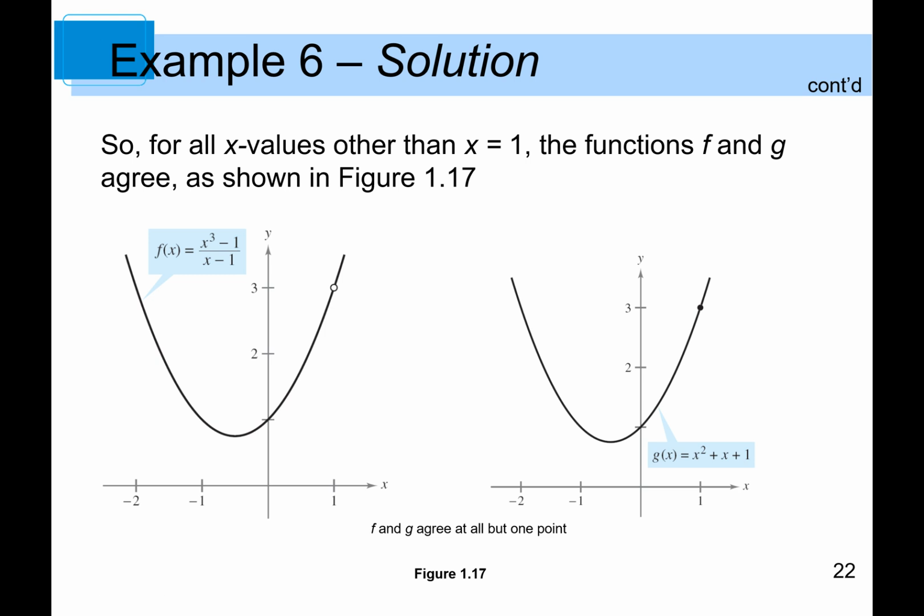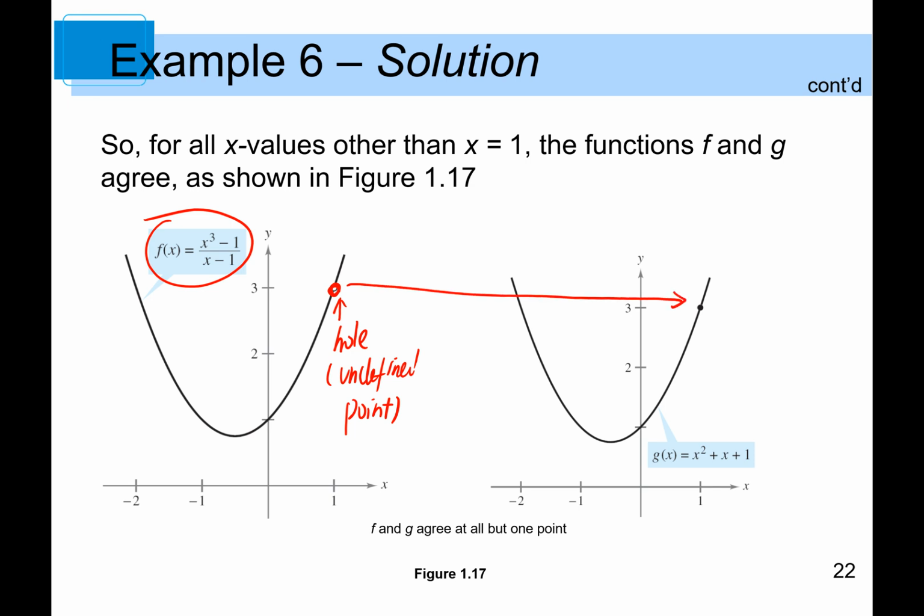So this is basically the graphical interpretation of the previous example. As you can see, this is the function x cubed minus 1 over x minus 1. So it's undefined at x equals 1. So that's a hole there, meaning an undefined point. But x squared plus x plus 1 is defined everywhere. So the only difference is at this point, as you can see. This one is a hole, this one is a solid dot, right? So these two functions are equivalent except at x equals 1. So they have the same limit when x approaches 1.